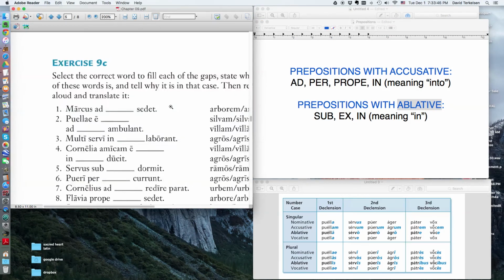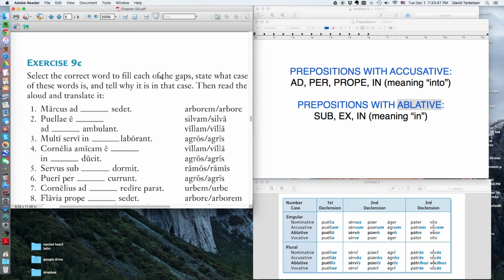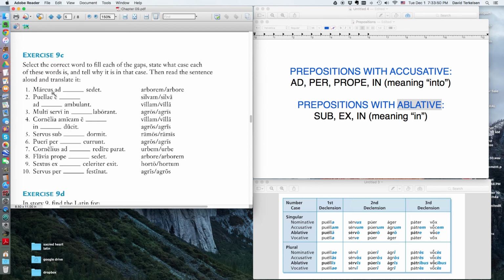So let's look. Hold on. All right, there it is. Let's see if I can shrink that a little bit. Okay. First one says Marcus ad blank sedet. So Marcus sits. Here, with ad you would think to or towards, but considering that it's a tree, we're going to say he sits at the tree. You don't sit towards something, you sit at something, right? So he sits at the tree.